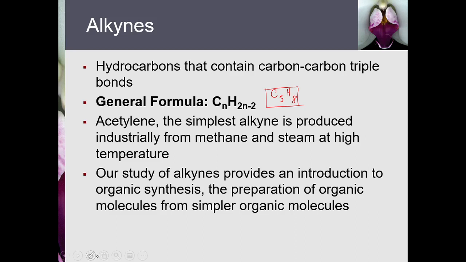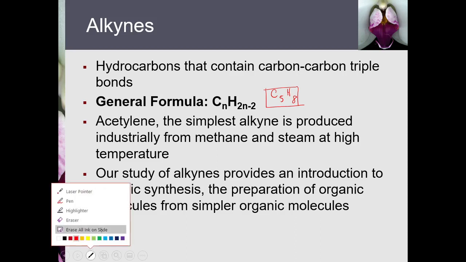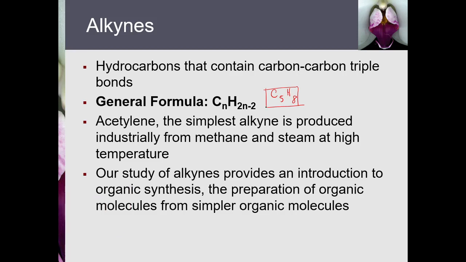Here, acetylene is considered the simplest alkyne, and it is produced industrially. It is produced industrially from methane and steam at high temperature. So we say methane, that's CH4, and we have steam, that's just water, and at very high temperature.